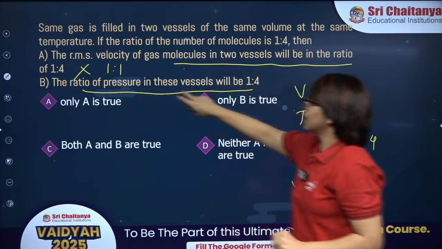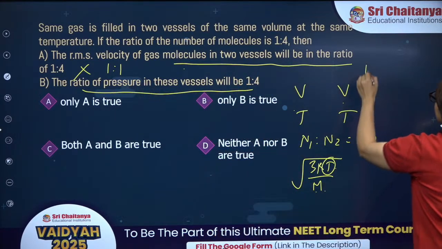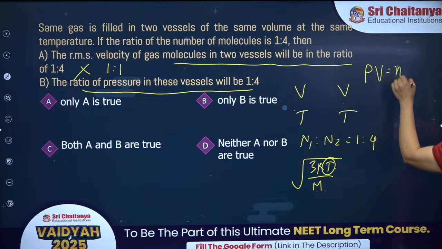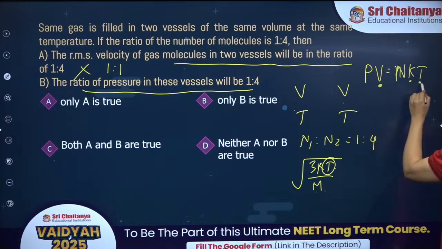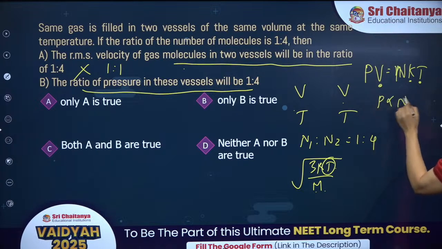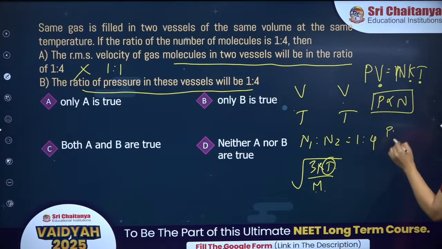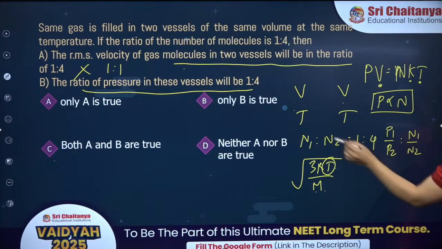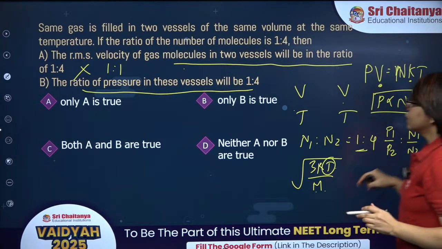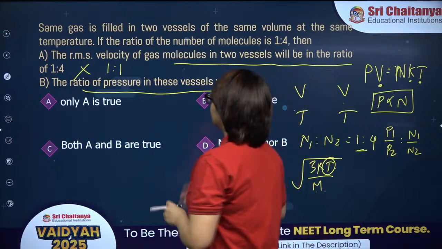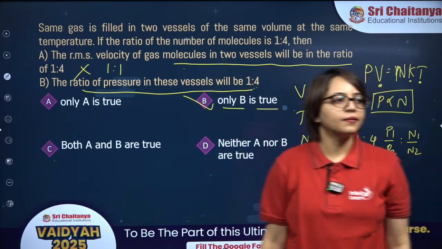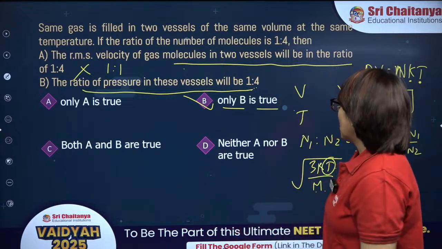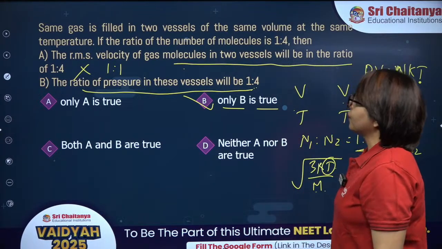Why B is correct? Because if you look at this equation, PV is equal to NkT. So, over here V is same, k is same, T is same. So, P is directly proportional to N. So, the ratio of P1 to P2 will be that of N1 to N2, and N1 to N2 ratio is 1 is to 4. So, pressure ratio will be 1 is to 4. So, only B is correct, which is option B. Okay. Alright. This is from kinetic theory of gases.